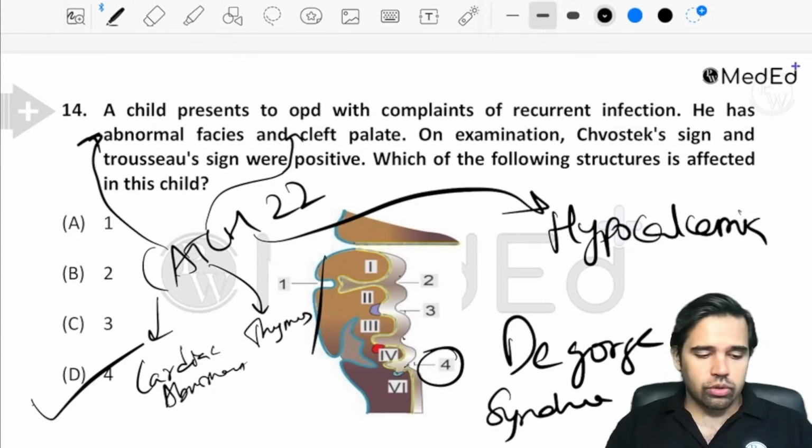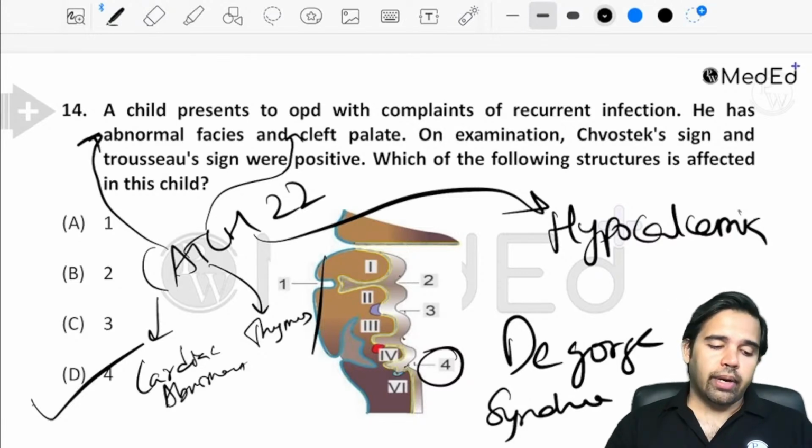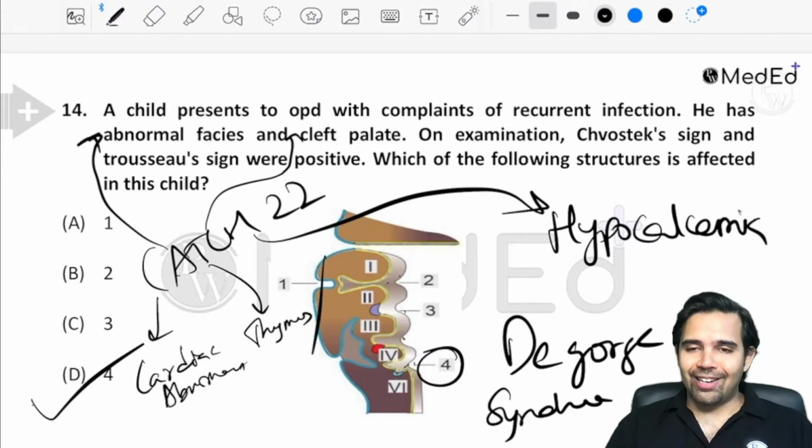So the fourth pouch is closed. Third pouch would have been better, but the third pouch is not there. First and second pouches are. So here 4 would be the correct answer.